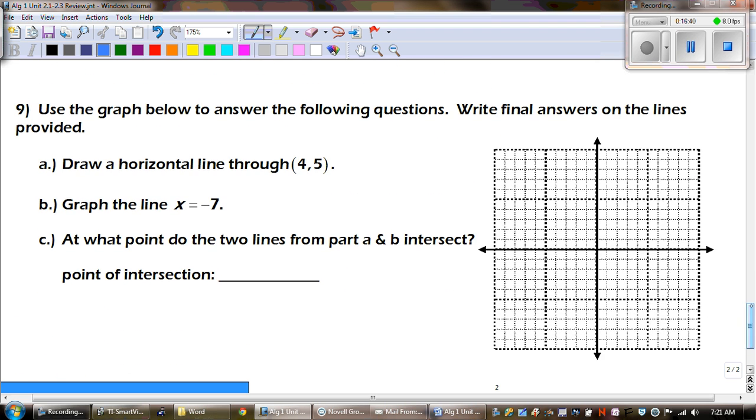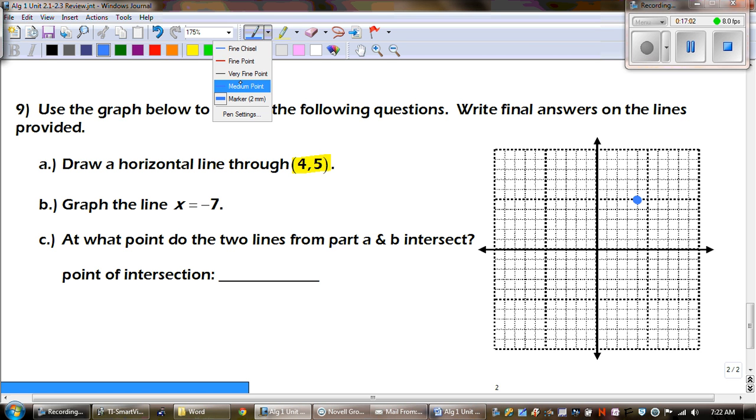All right, number 9. Number 9 you're going to see a lot on tests and quizzes. It says to use the graph below to answer the following questions, and once again, write your answer on the lines provided. The first thing that we have to do is draw the point (4, 5). So, +4, +5. There's my point.